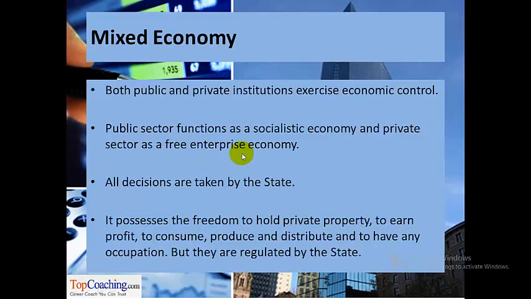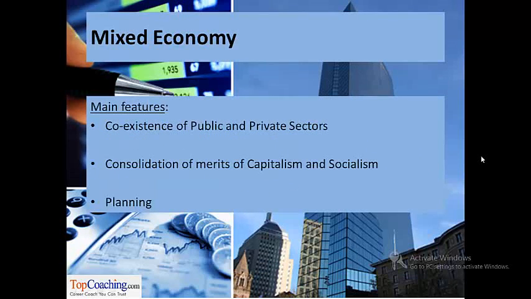All decisions regarding what, how, and for whom to produce are taken by the state. The private sector produces and distributes goods and services. It manufactures consumer and capital goods in the interest of public welfare. A mixed economy possesses the freedom to hold private property, to earn profit, to consume, produce, and distribute, and to have any occupation. But if these freedoms affect public welfare adversely, they are regulated and controlled by the state.